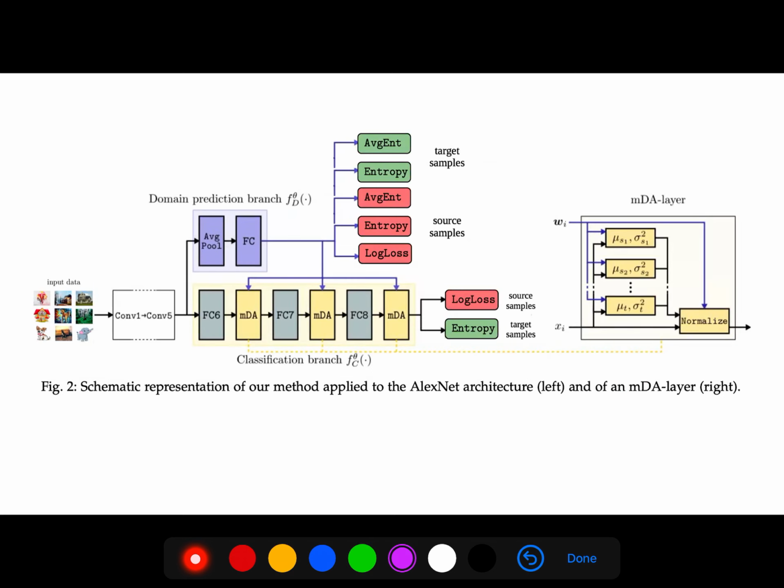So you see the architecture, which is applied to AlexNet on the left, and on the right you see this domain adaptation layer that we put here in the middle between any fully connected layers of the AlexNet. We put these interesting domain adaptation layers. Look, we know the mean and the variance of the domain, and we know how to normalize them, and so the output is based on your weight and x_i.